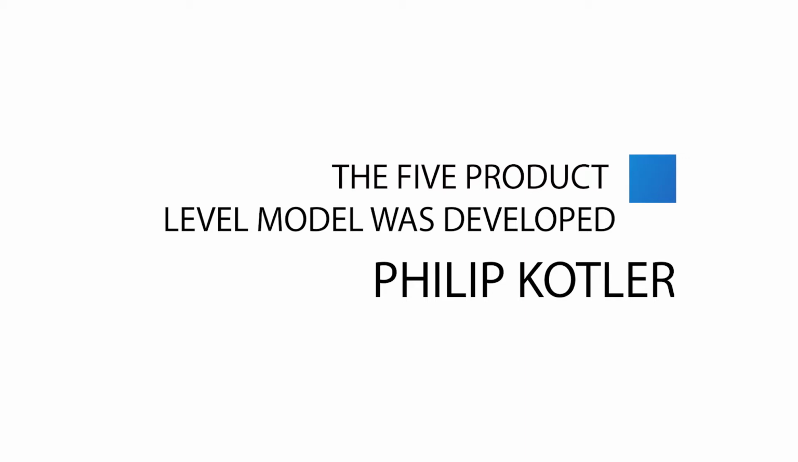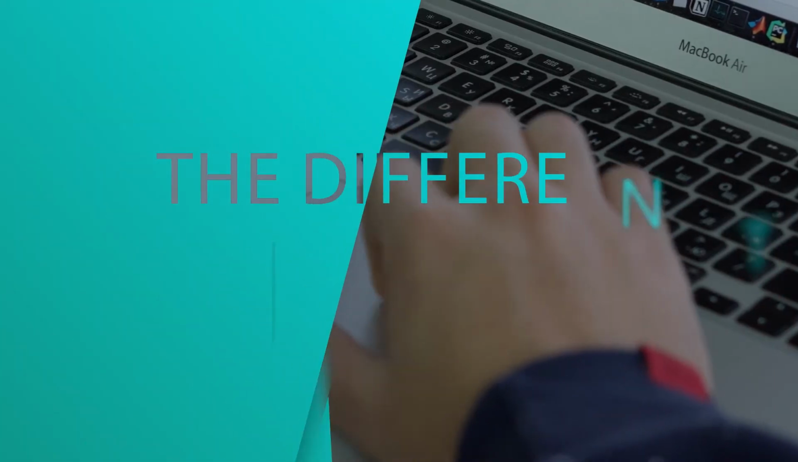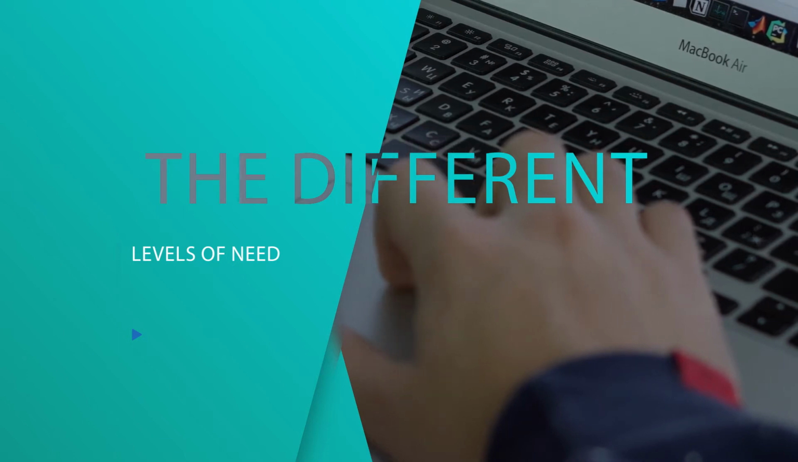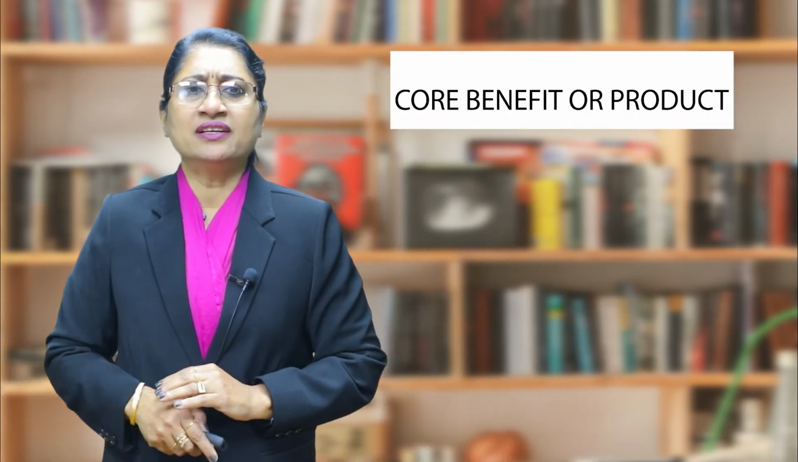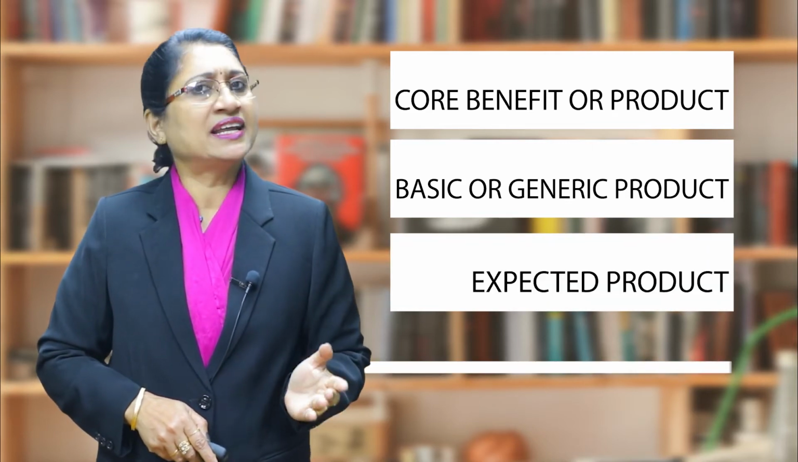The 5 product level model was developed by Philip Kotler in the 1960s. Kotler asserts that the definition of a product goes far beyond being a physical object or a service. His 5 level model provides a way to show the different levels of needs that the customer has for any product. These levels are also known as the consumer value hierarchy and can be identified as core benefit or product, basic or generic product, expected product, augmented product and potential product.